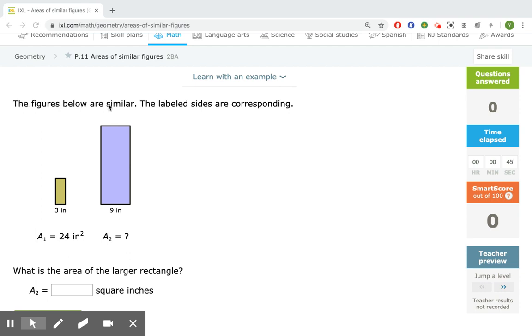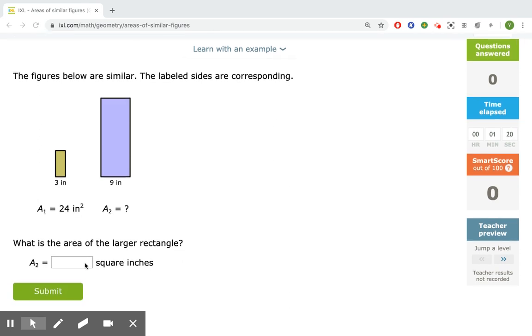The figures below are similar. The labeled sides are corresponding. This rectangle has a side with 3 inches, and this rectangle has a side with 9 inches. 3 inches corresponds with 9 inches. As you can see, this is the shorter side of this rectangle, and this is the shorter side of this rectangle. Now, the area for this one is 24 square inches, and the area for this one, we don't know. So it asks us, what is the area of the larger rectangle?